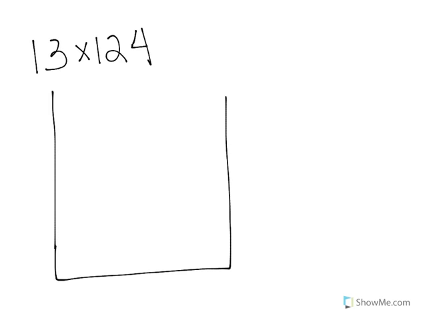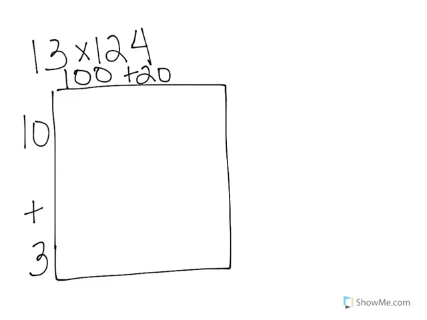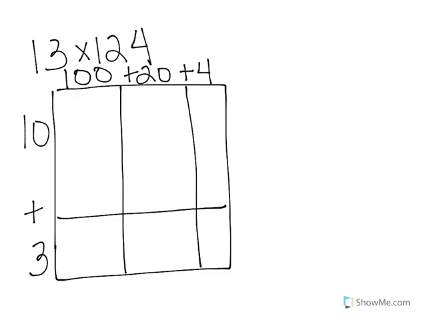So when we decompose 13, we record 10 plus 3. And for 124, we're going to record 100 plus 20 plus 4. And our area model will have one horizontal line and two vertical lines. And here we will record the factors that are being multiplied. 100 times 10. It's really 10 times 100. Let's record it that way.